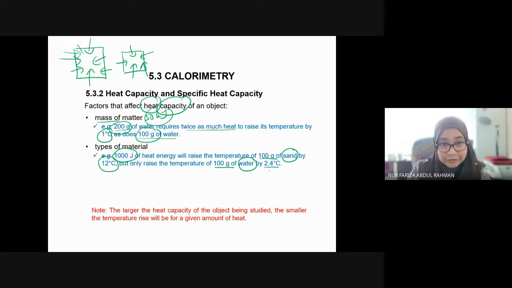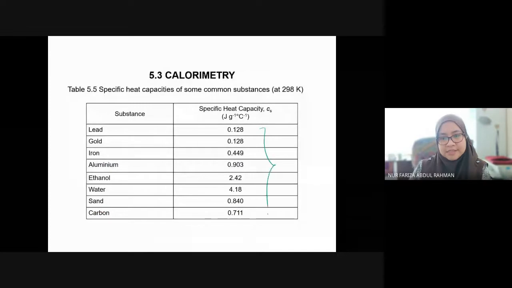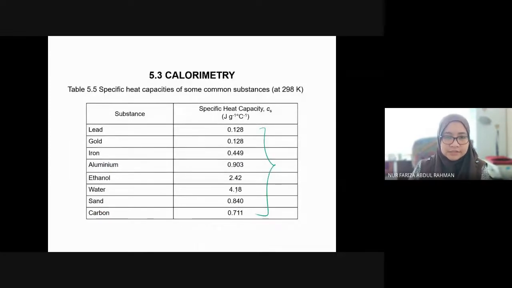Kebolehan water tu. Okay, so itu memang by nature dia lah. Of course kita akan kena tengok lah apa yang ada dalam water and what not. Tapi the substance itself, that is the speciality of the substance. Okay, alright, so the larger the heat capacity of the object being studied, the smaller the temperature rise will be for a given amount of heat. Okay. Right, so this is the specific heat capacity, guys. This is the specific heat capacity, right?